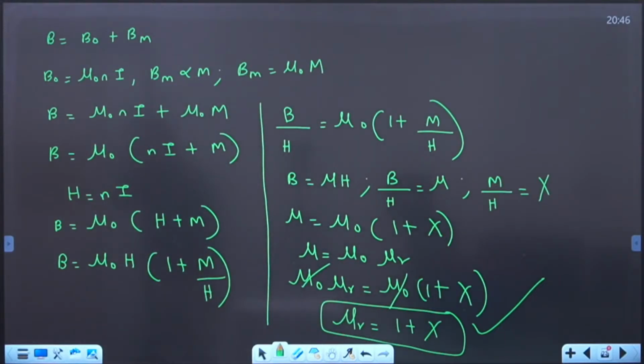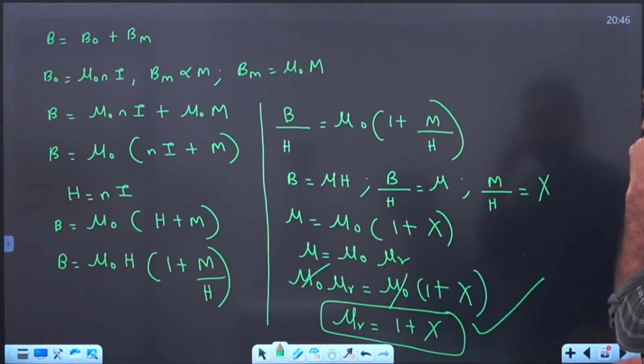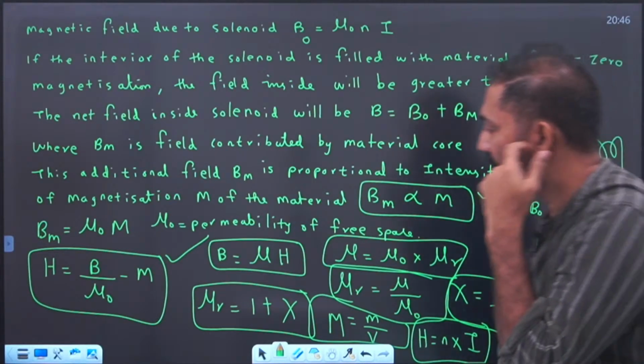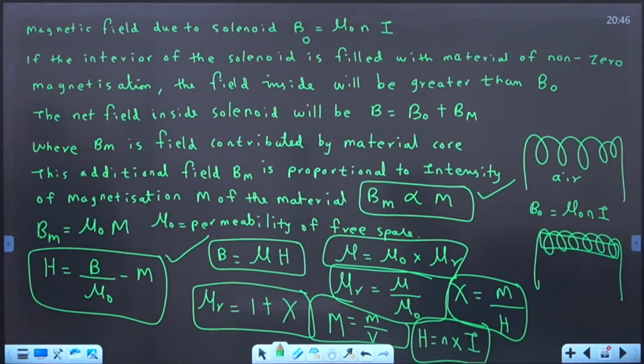I will be showing the previous page. On the previous page I had written only equations, but how we are getting this equation I have derived in the next, just before page.